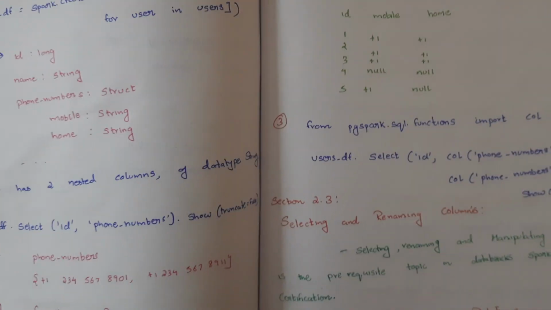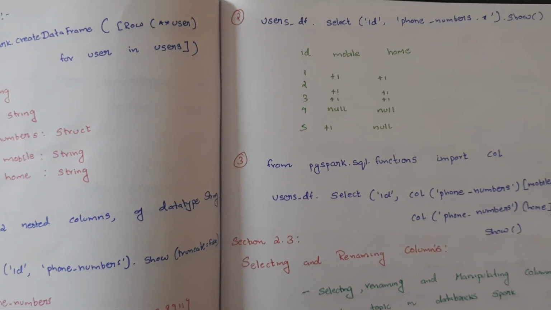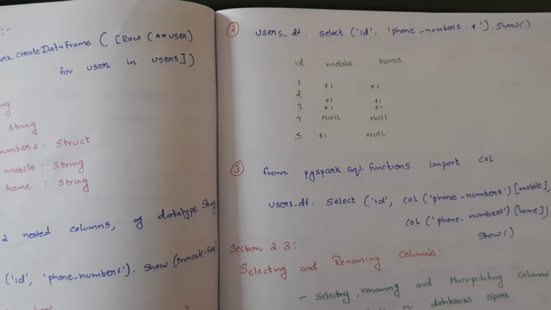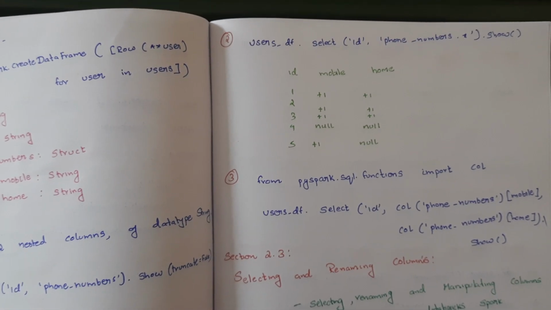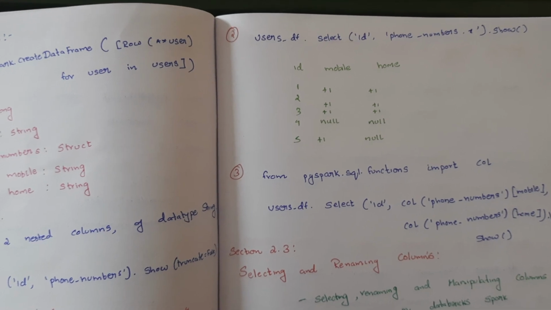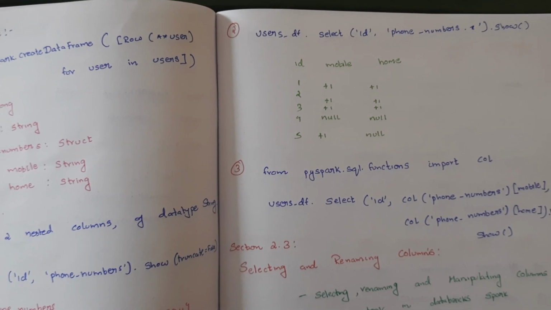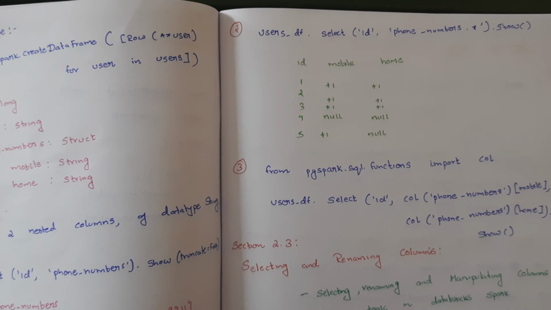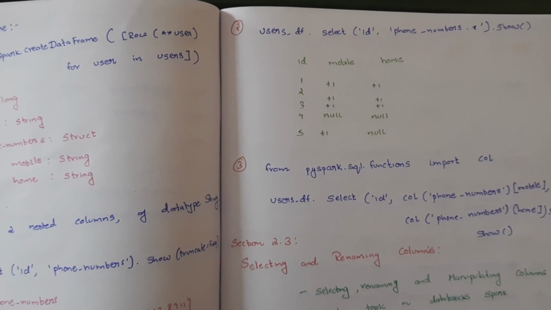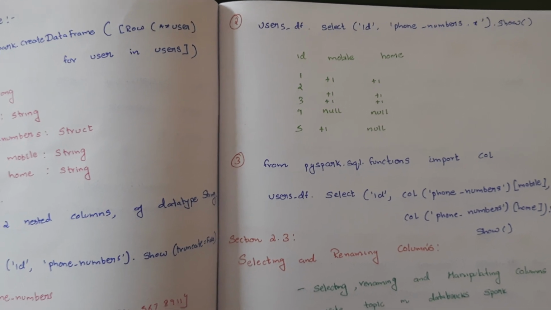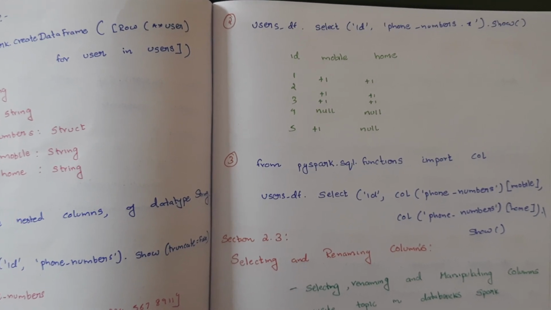There are other ways to extract the data here. That is users_df.select(id, phone numbers.*). So you may have n number of struct values inside, like home number, mobile number, and even if you have multiple numbers, if you do a star, that will automatically extract all the values inside.